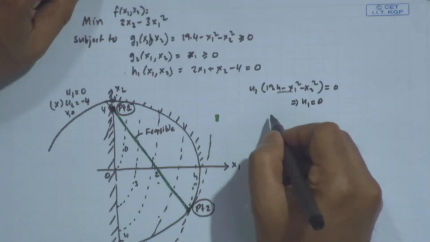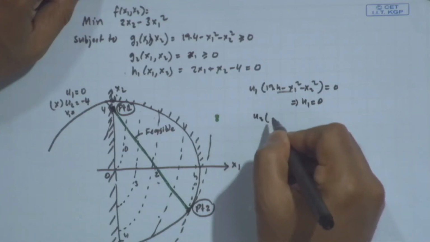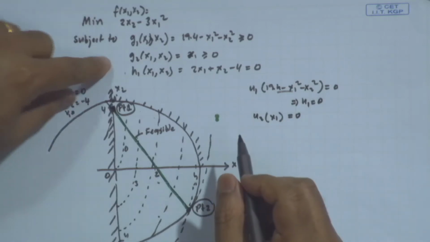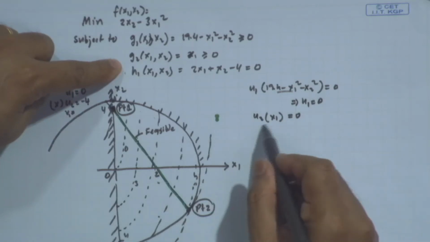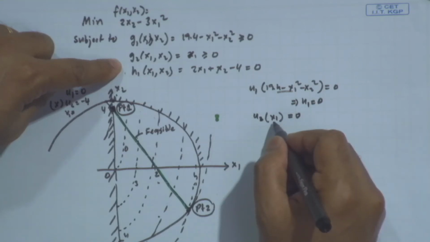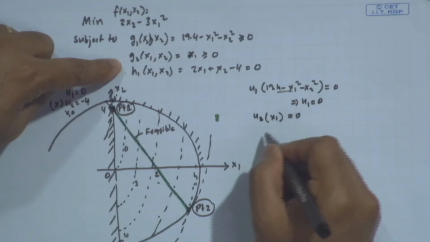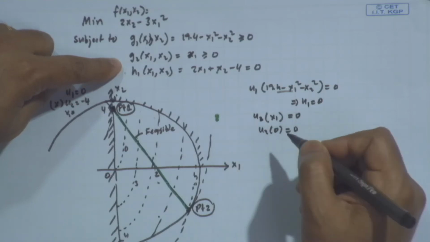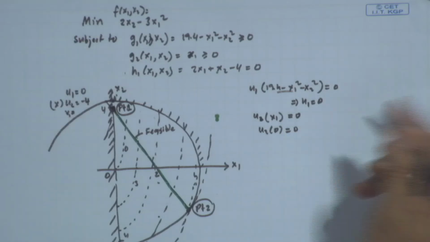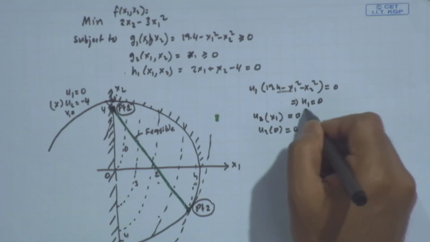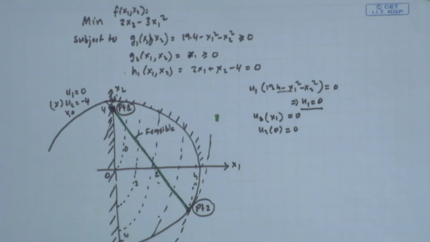Okay. The other condition is U2 times x1 should be 0. That is with the G2. U2 times x1 equal to 0. So x1 is 0, so U2 times 0 equal to 0. That doesn't tell me what the U2 should be. U2 can be anything. So from this I cannot get any information. So this is kind of useless. But at least I got the information that U1 equal to 0.